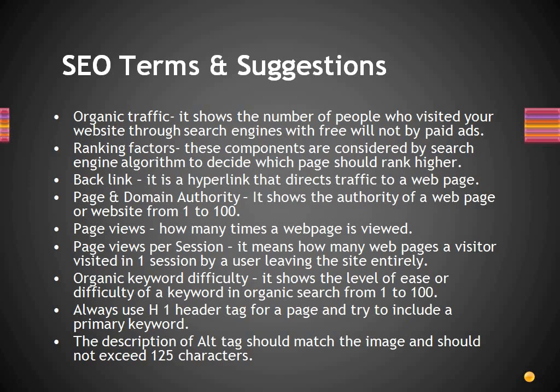Page views. How many times a web page is viewed. Page views per session. It means how many web pages a visitor visited in one session before the user leaves the site entirely. Organic keyword difficulty. It shows the level of ease or difficulty of a keyword in algorithm search in organic search from 1 to 100. Always use H1 header 1 tag for a page and try to include a primary keyword. The description of alt tag should match the image and should not exceed 1 to 5 characters.